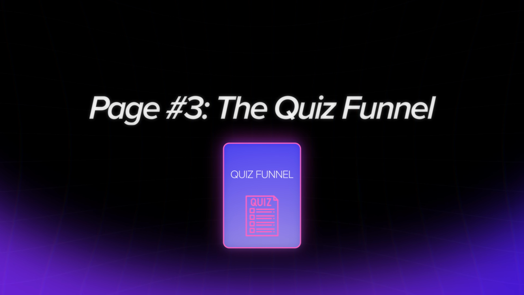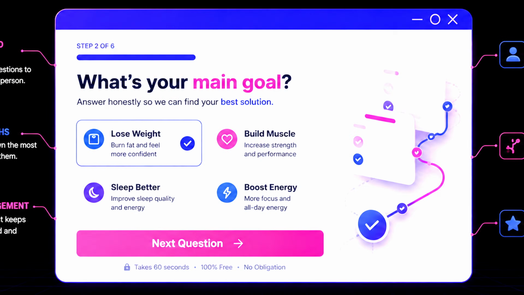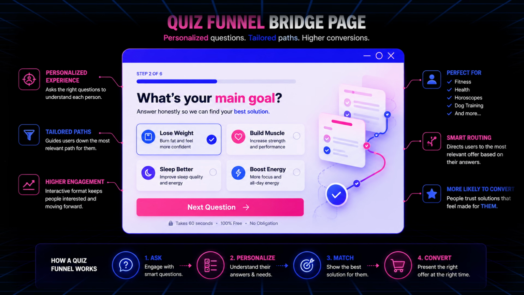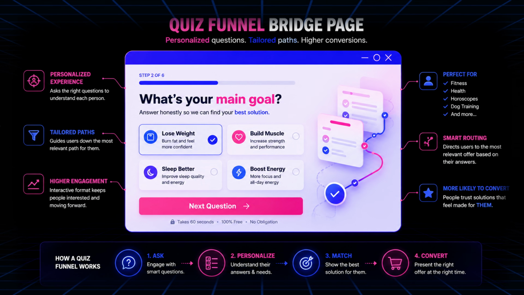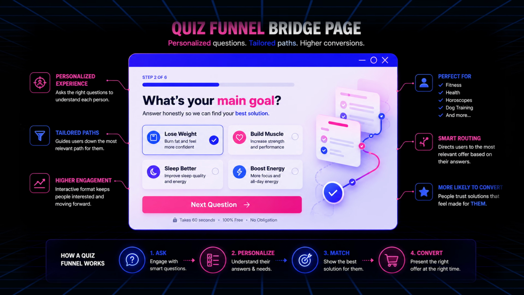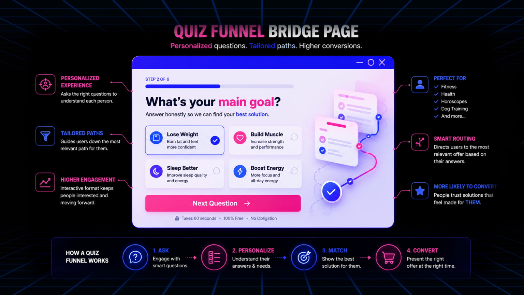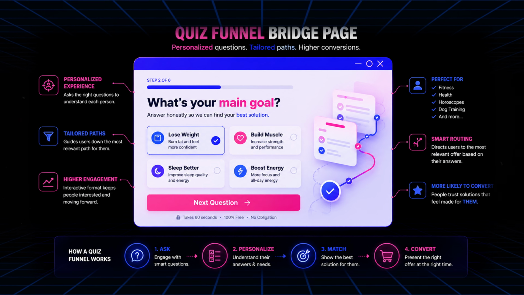If your chosen affiliate offer tends to work best when it feels personalized, then use a quiz funnel. This is essentially a series of questions that will help tailor the path for the person who's going through it. It works especially well for things like fitness, health, horoscopes, dog training, and other offers where the best solution depends on the individual. Because when people feel like the solution fits them, they're much more likely to keep going. And in some cases, you can even use their answers to point them to different affiliate offers based on what they say they need the most.